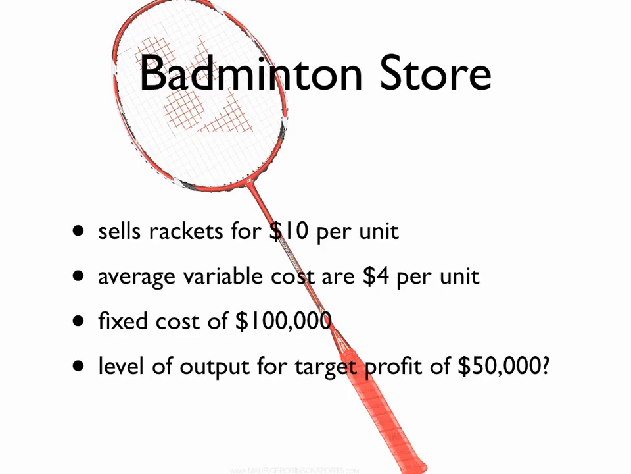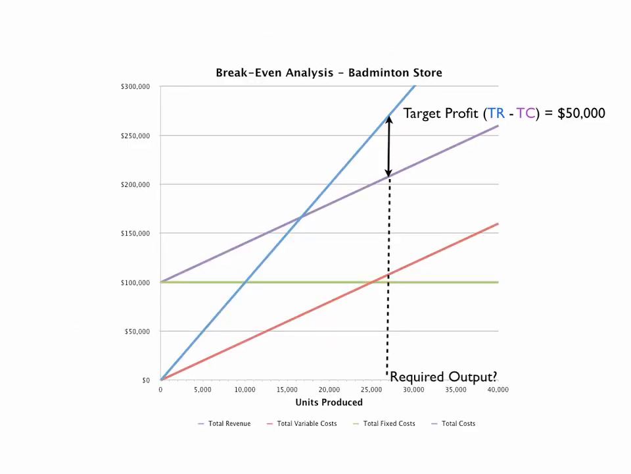Now, let's learn to calculate break-even analysis. Suppose a badminton store sells rackets for $10 per unit, with an average variable cost of $4 per unit, and a fixed cost of $100,000. The question is, what level of output is needed to obtain a target profit of $50,000? Let's observe this with a break-even chart. As you see, the target profit is the difference of the total revenue and total cost lines. The required output will be the value on the x-axis needed to be produced to get the given level of target profit. When there is no graph, we use this equation.